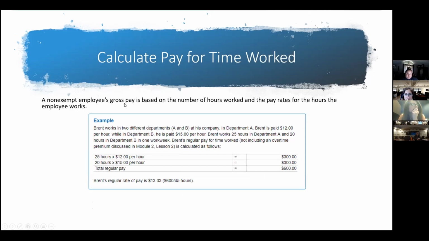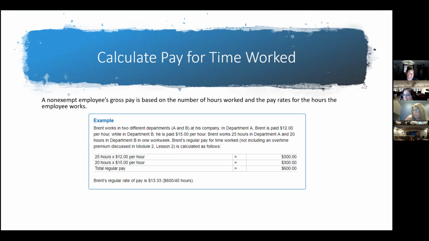A non-exempt employee's gross pay is based on the number of hours worked and the pay rates for the hour the employee works. So for example, Brent works in two different departments, A and B, at his company. In Department A, Brent is paid $12 per hour, while in Department B, he's paid $15 an hour. Brent works 25 hours in Department A and 20 hours in Department B in one work week. Brent's regular pay for the time worked, not including an overtime premium, is calculated as follows.